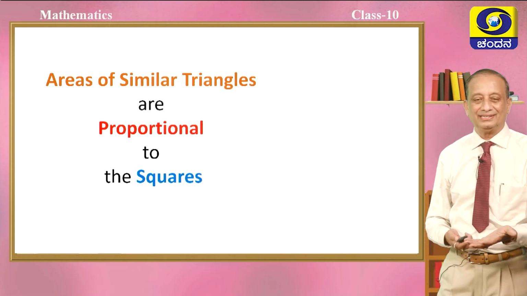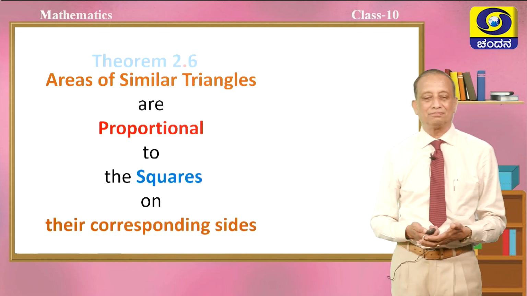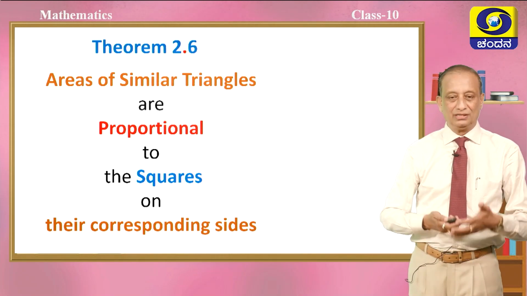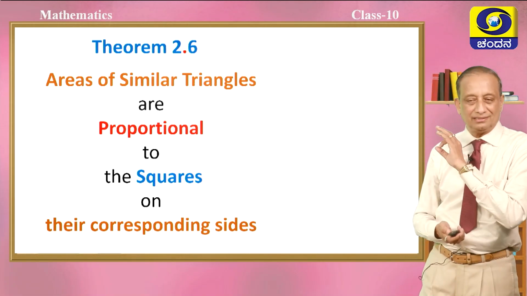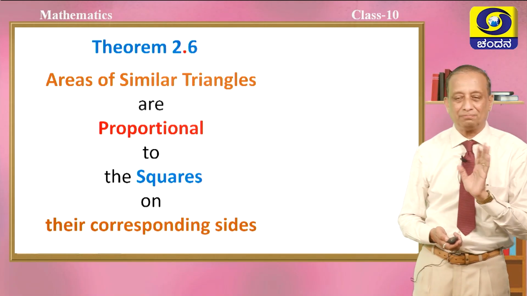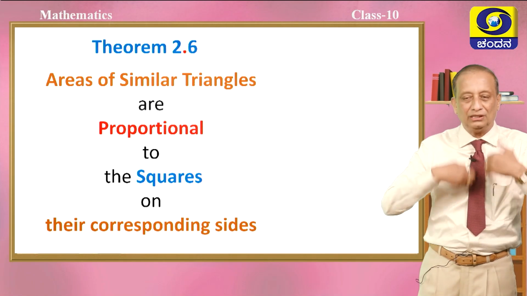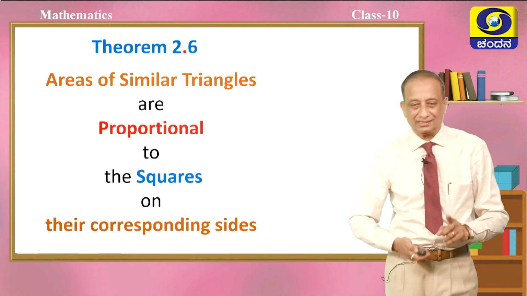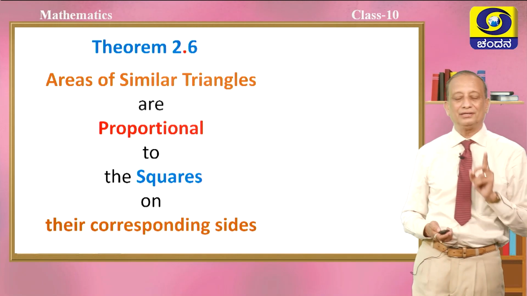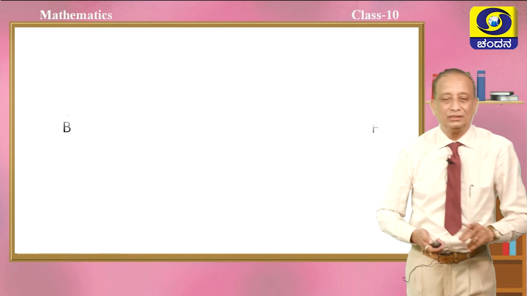To squares on their corresponding sides. Okay. So, squares on their corresponding sides is important. It is not just proportional to the corresponding sides, it is proportional to the squares on their corresponding sides. This is what you must understand. So, this is, according to our textbook, theorem number 2.6.